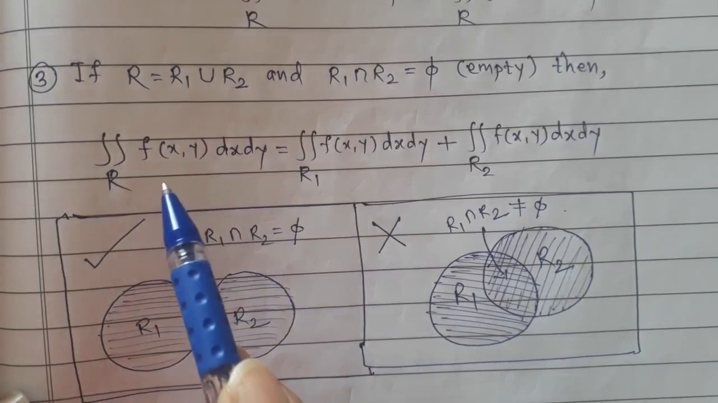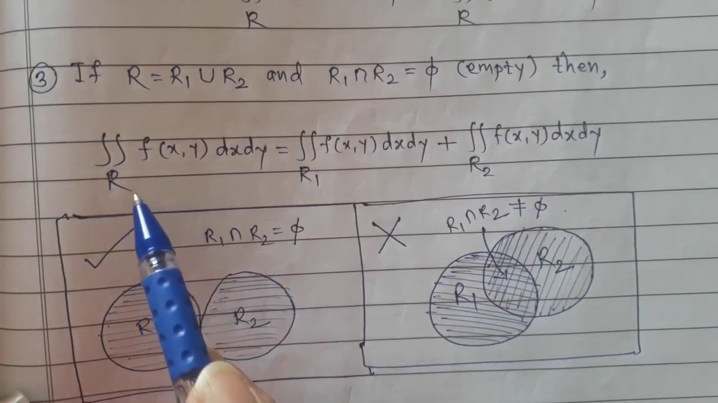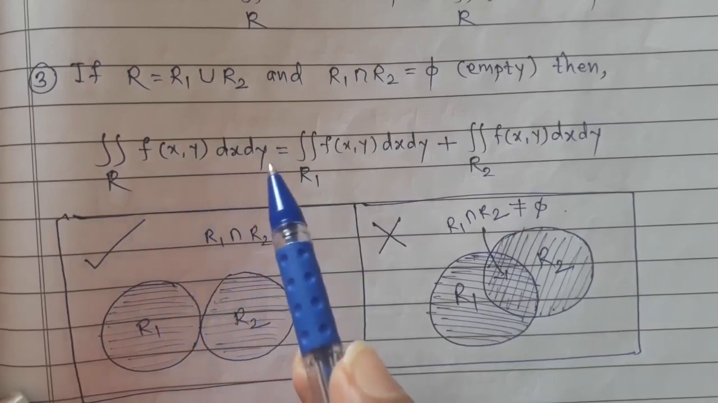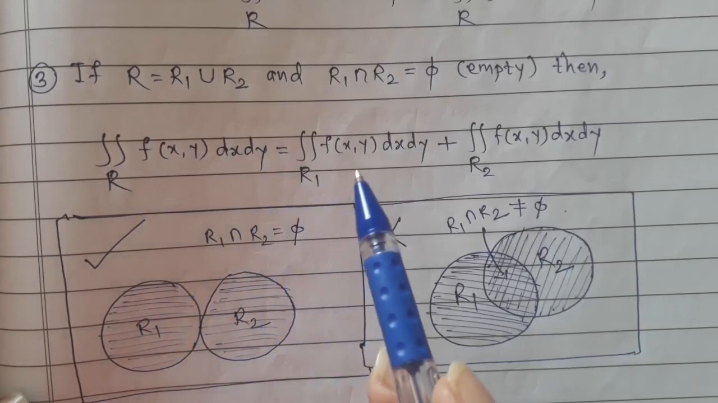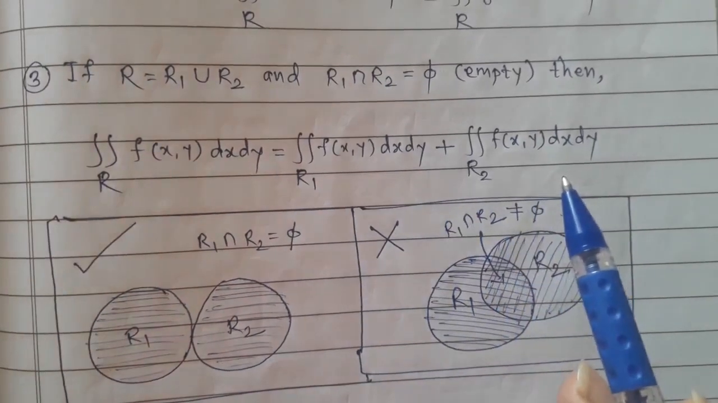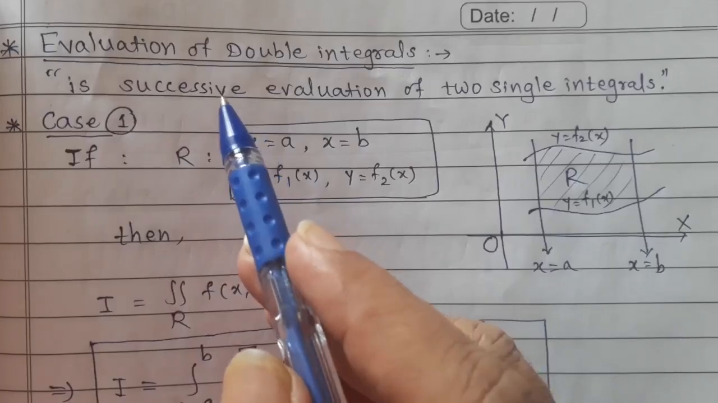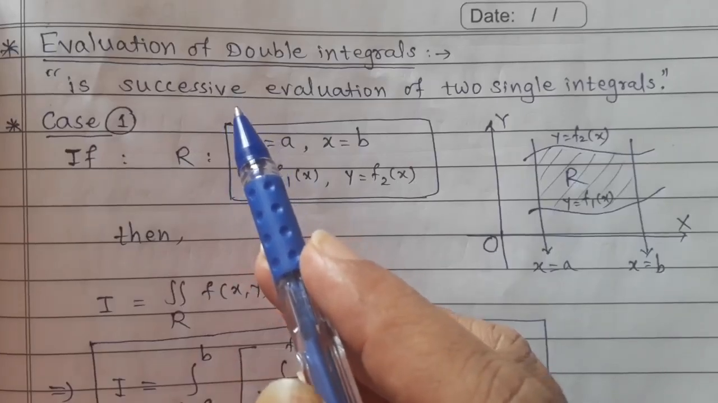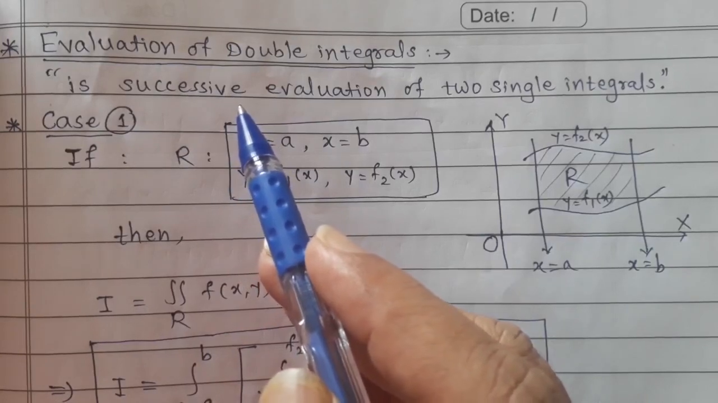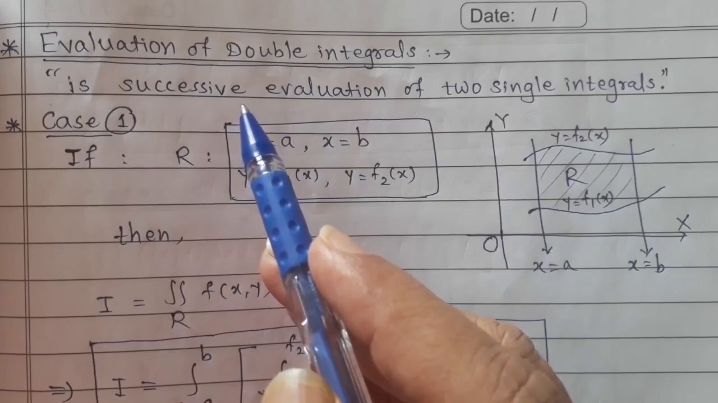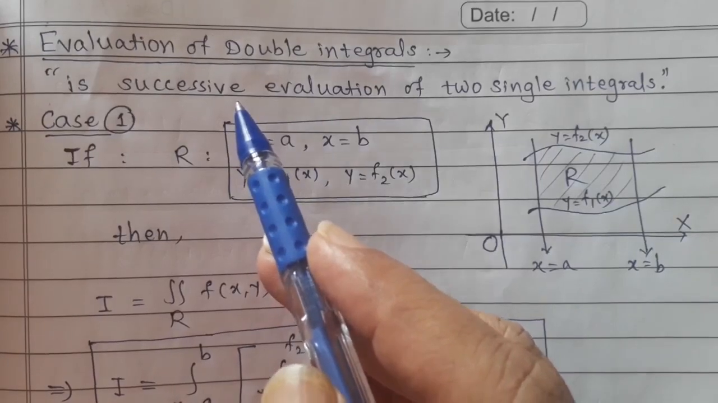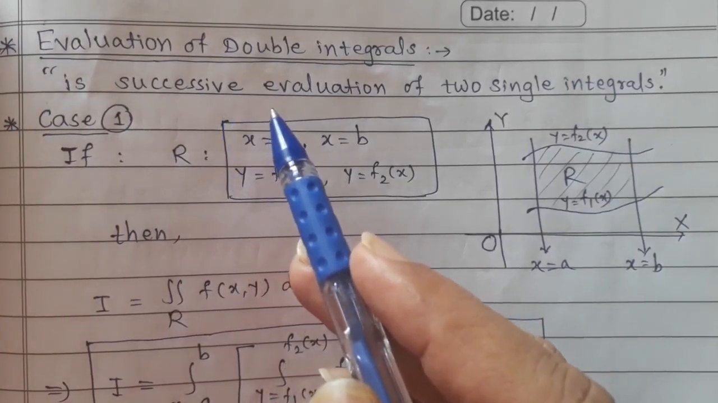In this case, double integration over the region R, that is R1 union R2, of f of xy dx dy is equal to double integration over R1 of f of xy dx dy plus double integration over R2 of f of xy dx dy. Evaluation of double integration is nothing but the successive evaluation of two single integrations. So we have to decide first whether to integrate first with respect to x or first with respect to y. For that we will consider the cases.